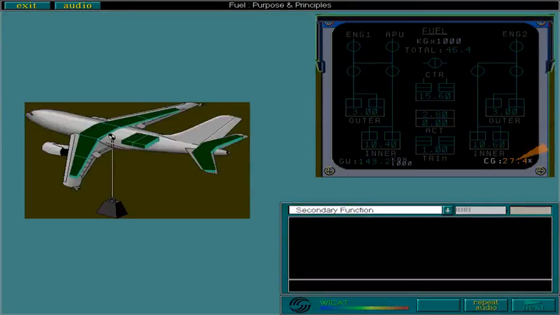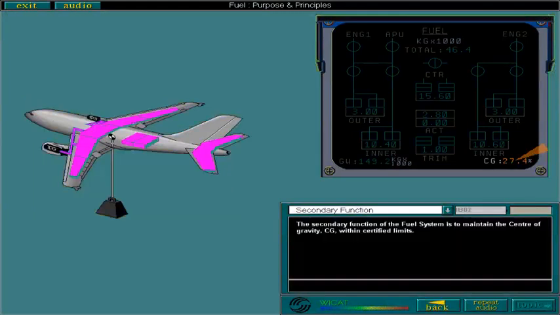The secondary function of the fuel system is to maintain the centre of gravity, CG, within certified limits. The fuel system also circulates fuel in order to cool the oil for the integrated drive generator, IDG.